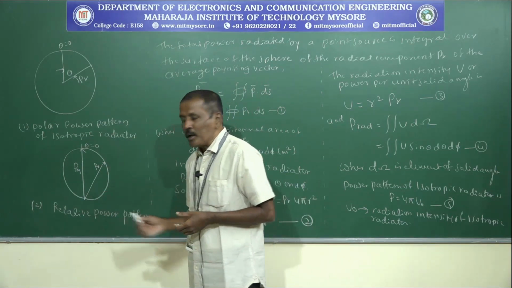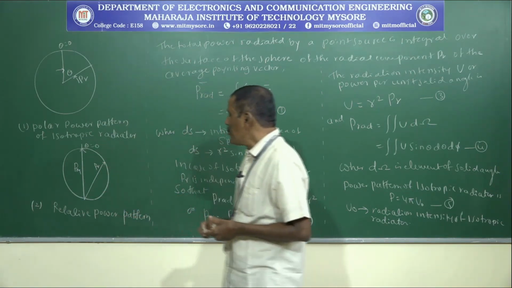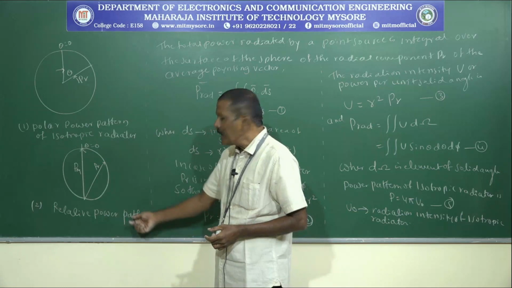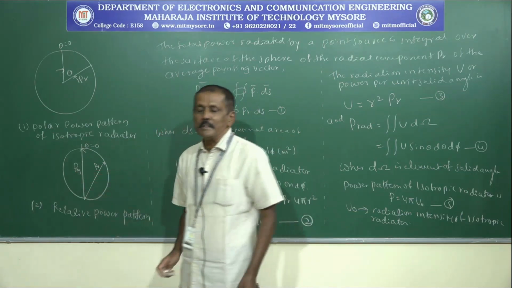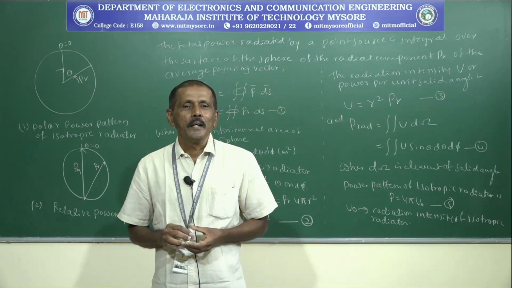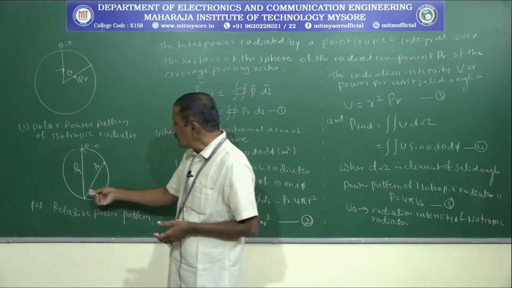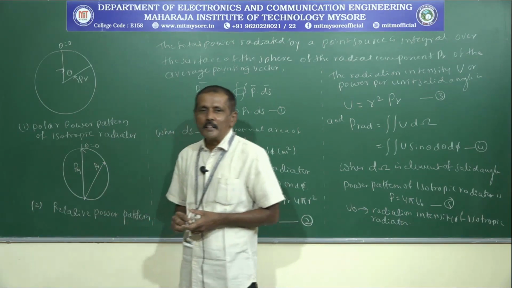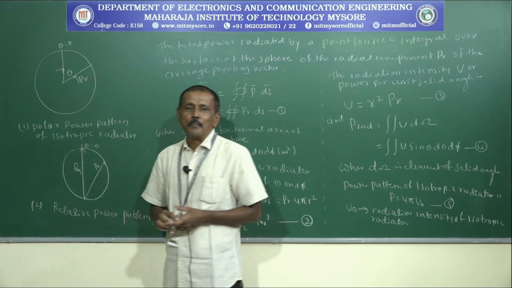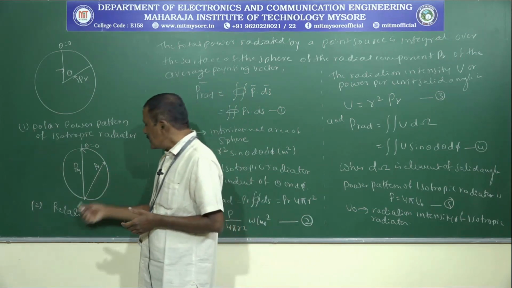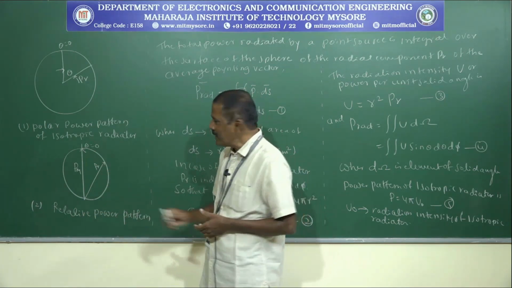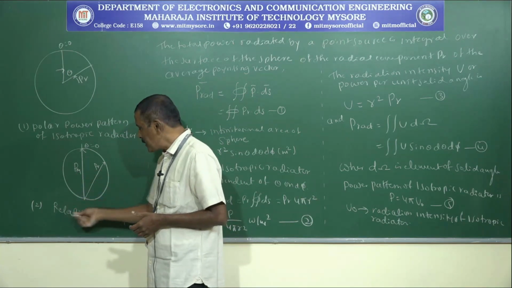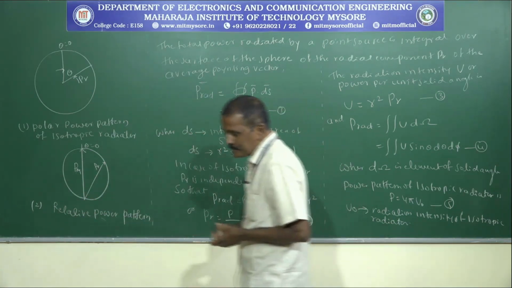Now, figure number 2 will represent the relative power patterns. This particular diagram is with respect to the relative power patterns. Here Pm is the maximum power radiated by the antenna, and Pr is the pointing vector or power radiated by the antenna at any position. So it is called a relative power pattern, that is, Pr can be compared at any time with respect to the maximum power.